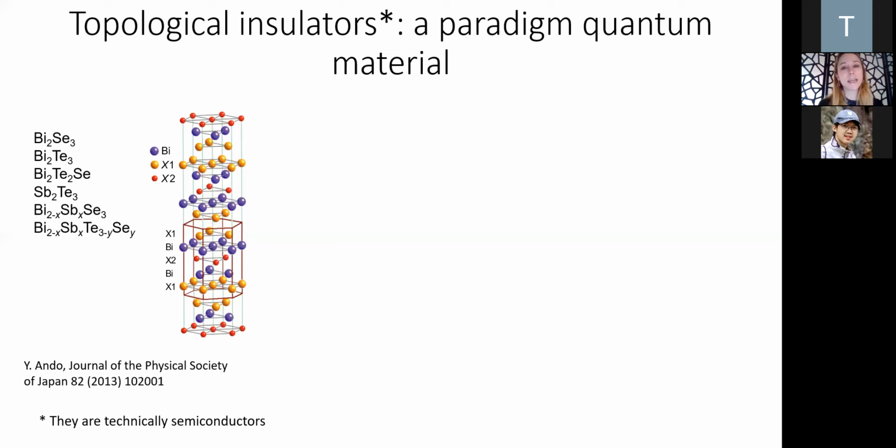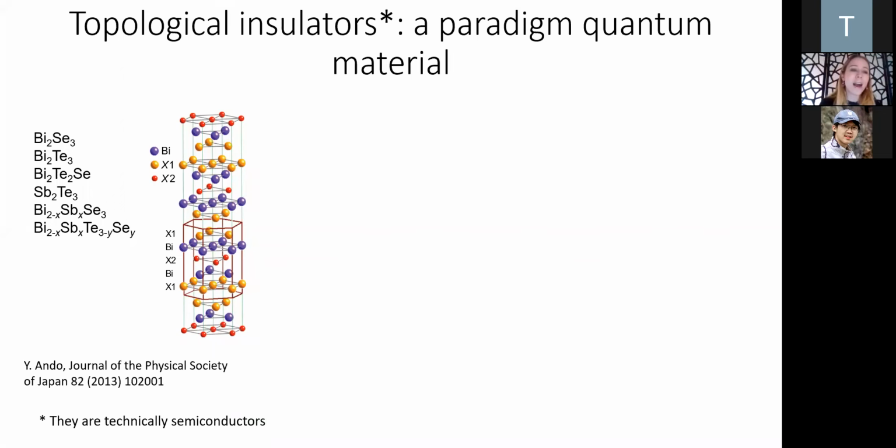So topological insulators are kind of a paradigm quantum material. They really started the field of quantum materials. So many materials that are now called quantum materials were studied extensively before topological insulators came along, but topological insulators introduced this ingredient of topology into sort of categorization of materials. So topological insulators, I have an asterisk because they're technically semiconductors, but semiconductors and insulators are the same thing, so whatever.